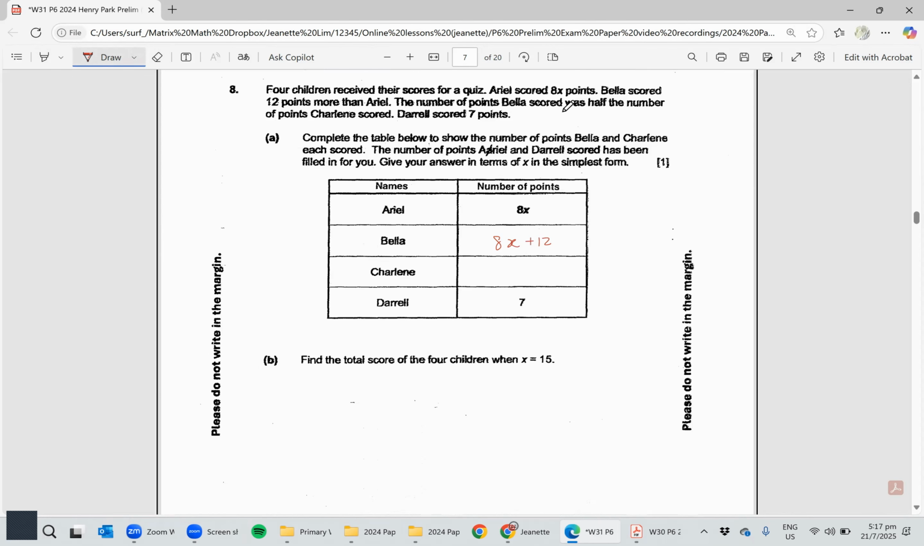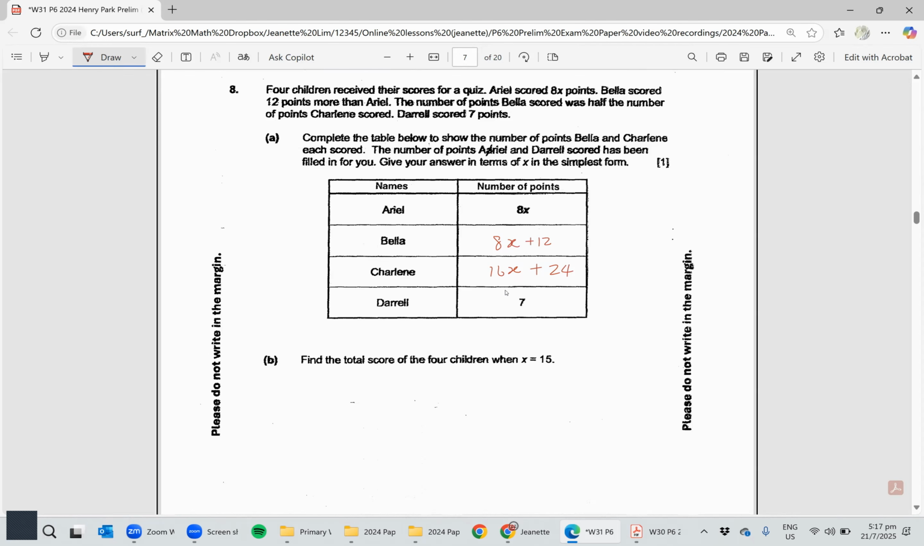The number of points Bella scored was half of Charlene's, so Charlene would be twice of that. Okay, we double it: 16x plus 24. Then Daryl is 7. So for part A, this is the answer.